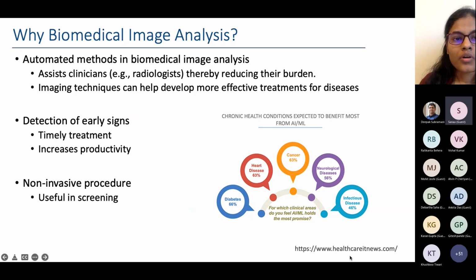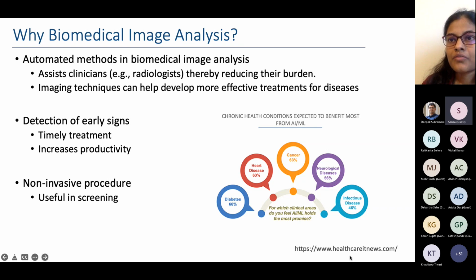So why work on medical image analysis? Currently the patient to clinician ratio in India is about 1,000:1. With such a patient burden on clinicians, automated methods for analyzing medical images could provide useful information to clinicians, especially radiologists, so that they can extract the information that's useful for the patient's disease condition, which could lead to early diagnosis of disease and timely treatment.